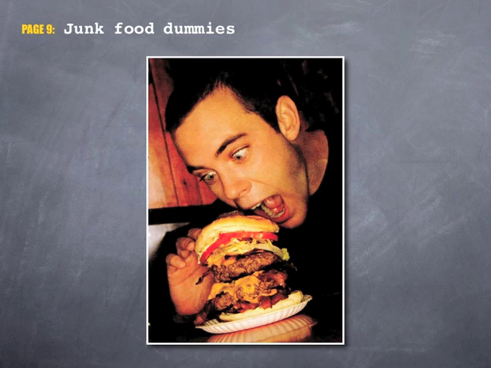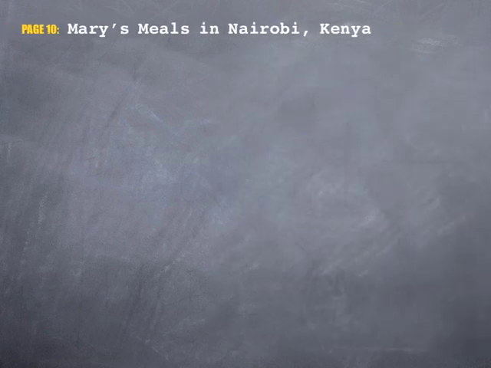The burger is ridiculously huge and looks really greasy and disgusting. There is lots of burger and very little salad to make it look unhealthy. The photo is biased against junk food and tries to persuade the reader, especially young people, that it will affect their intelligence. There are 4 images on page 10 for the article Mary's Meals in Nairobi, Kenya.